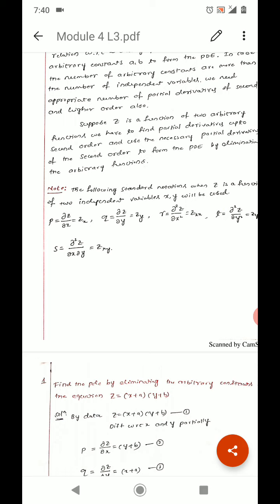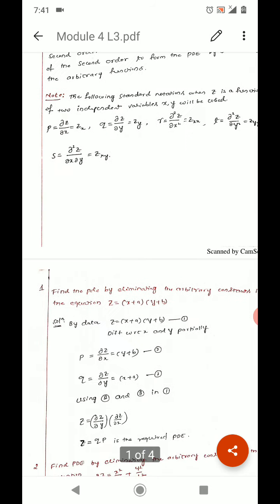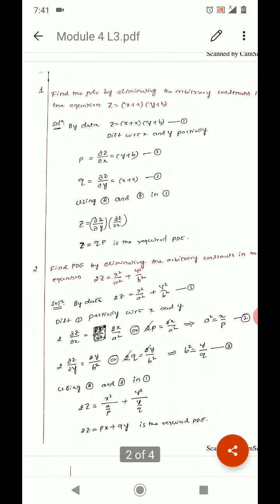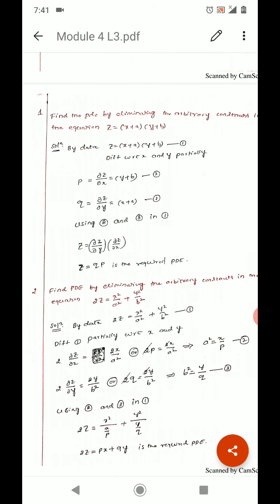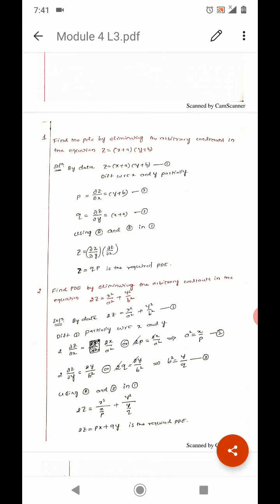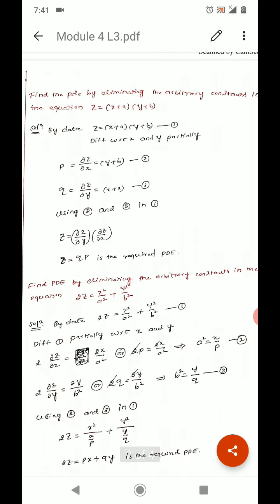And here we have s equal to del square z by del x del y. That means we are going to differentiate del z by del y again with respect to x. That is also taken as zxy. Now we have problems. Find the PDE by eliminating the arbitrary constants in the equation z equal to x plus a into y plus b.